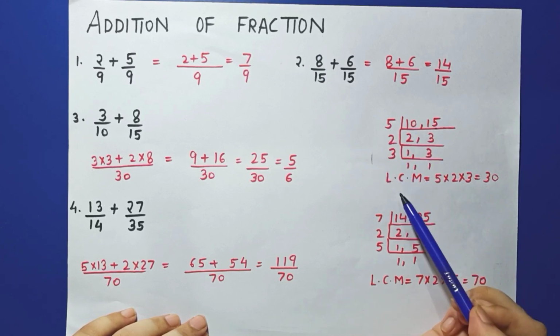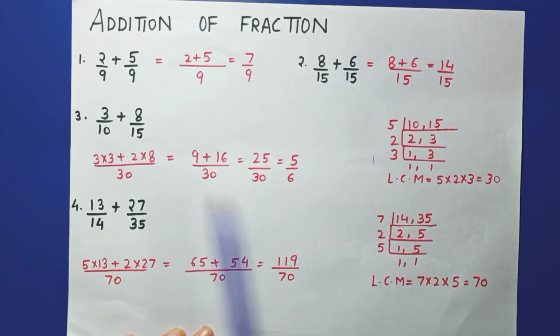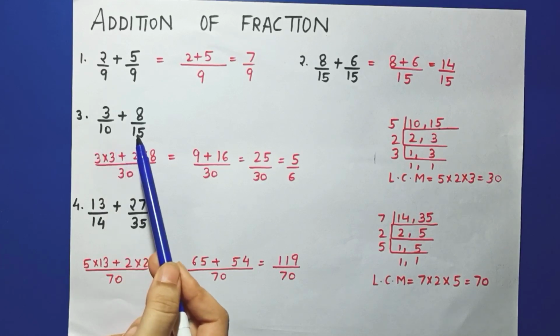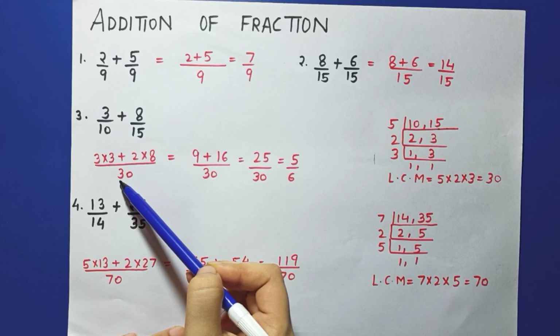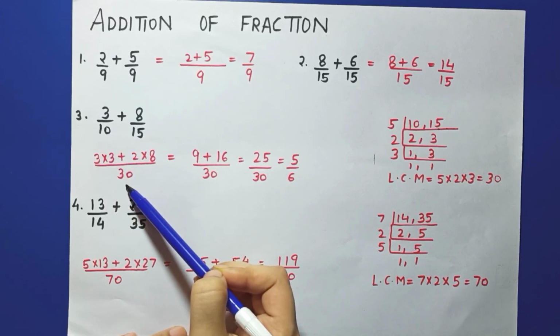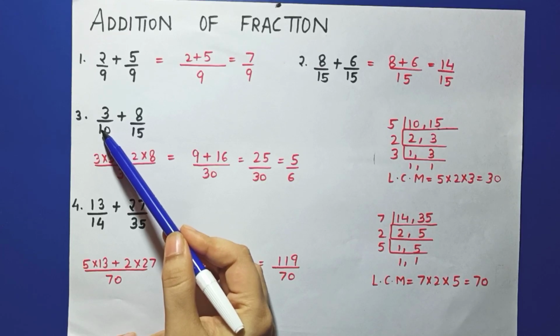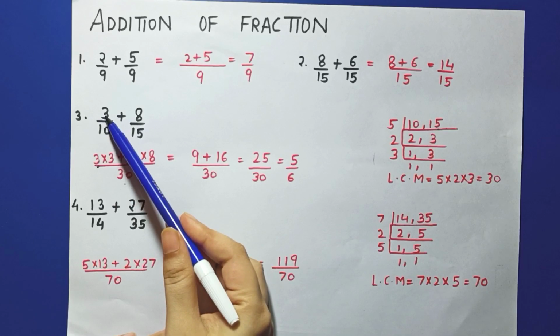So for finding the LCM, we have to multiply all these numbers. Like 5 into 2 into 3. 5 2s are 10, 10 3s are 30. The answer is 30. Now the LCM of 10 and 15 is 30. Now we'll divide this denominator into the LCM. 10 3s are 30. 3, and we'll multiply this 3 by the numerator.